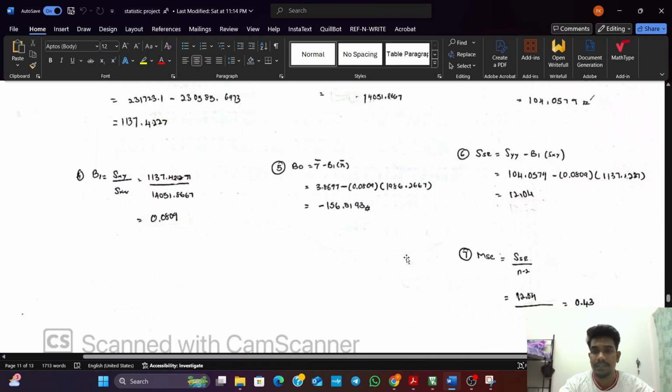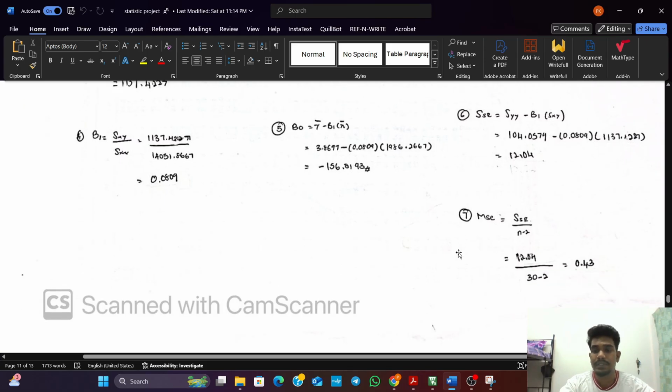Step 6, SSE. So the value is 12.04. And step 7 is MSE. The formula is SSE, which we found in step number 6, over n minus 2. So we input the values. The value for MSE is 0.43.